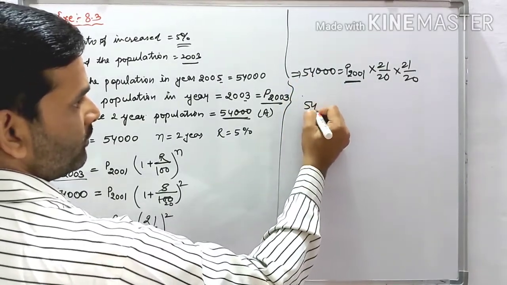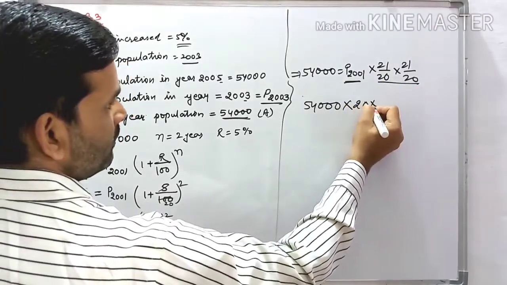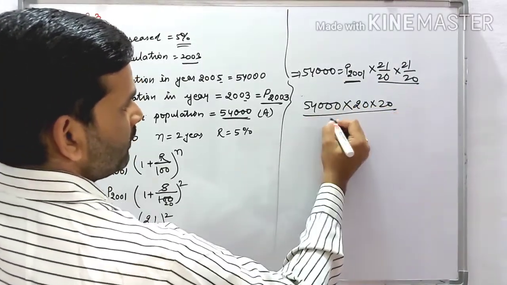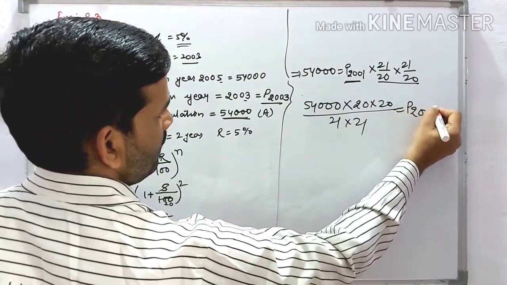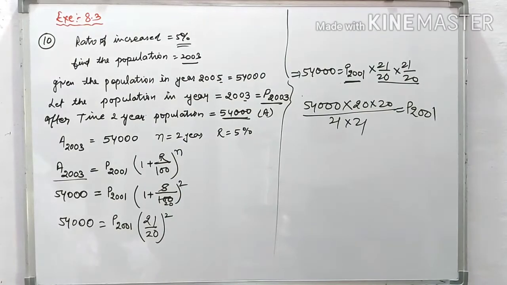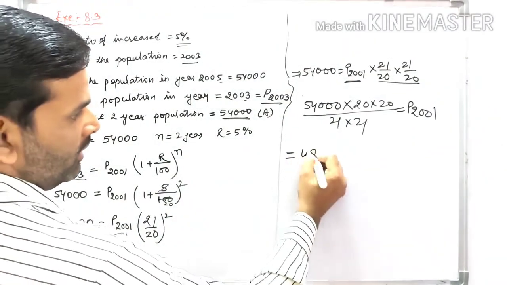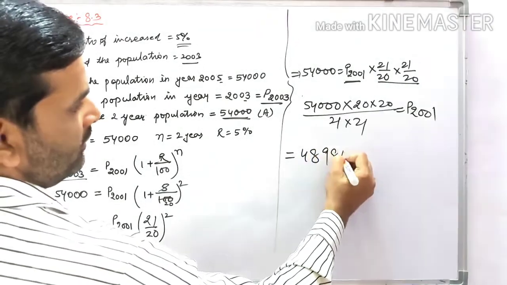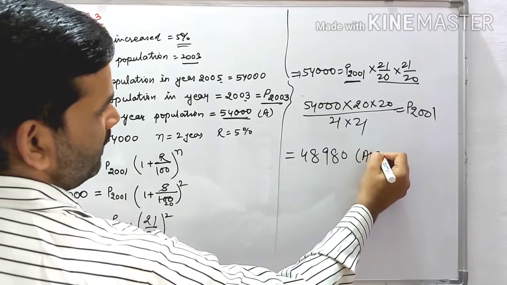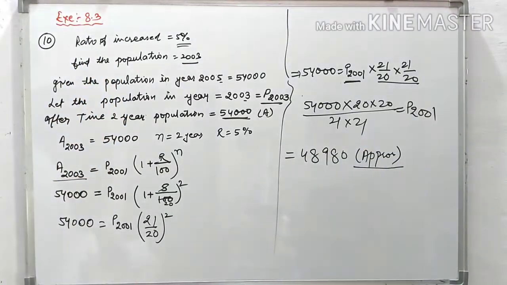So write the 54,000 into 20 upon 21 into 21 is equal to P 2001. After calculation, the answer we get is approximately 48,980. Okay, this is how we solve the first part. Now let's solve the second part.